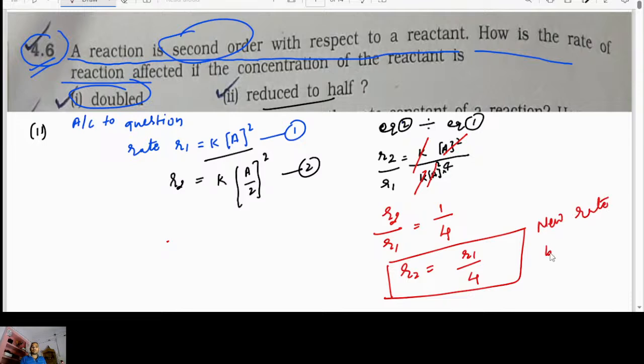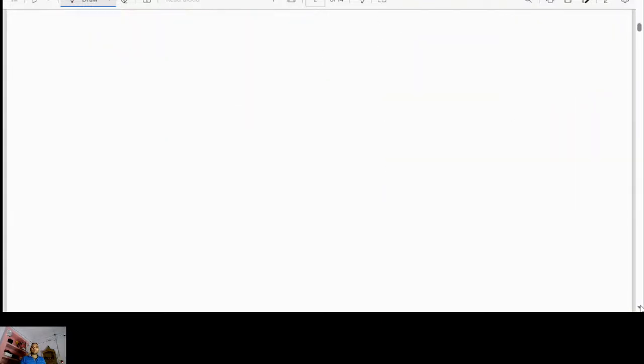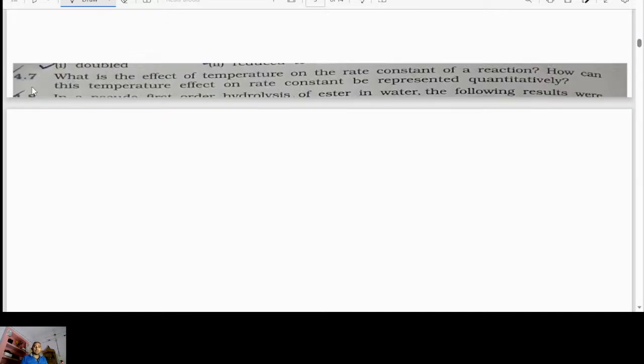So, the new rate becomes 1 by 4th time, 1 by 4th time. So, this is our required answer, student. Now, let us move to the next question. What is the question number 4.7? Here you see, student, this is the question. They are saying, what is the effect of temperature here?